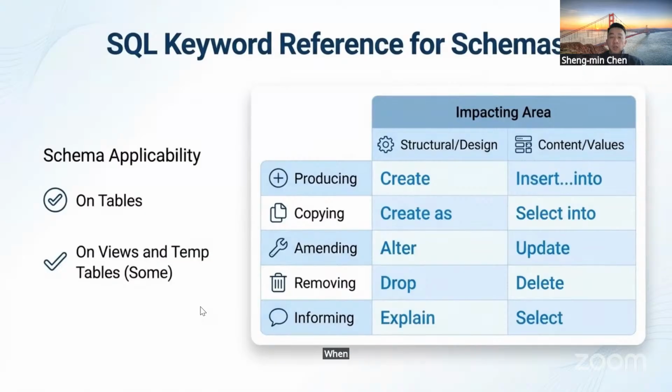When you're changing the table structure, such as adding a column, adding a key, adding primary keys, adding foreign keys, adding index, use alter. When you're updating values of a column or the entire row, you use update.